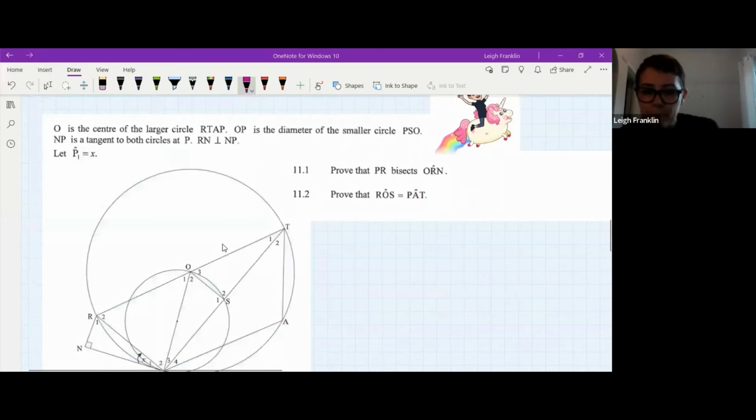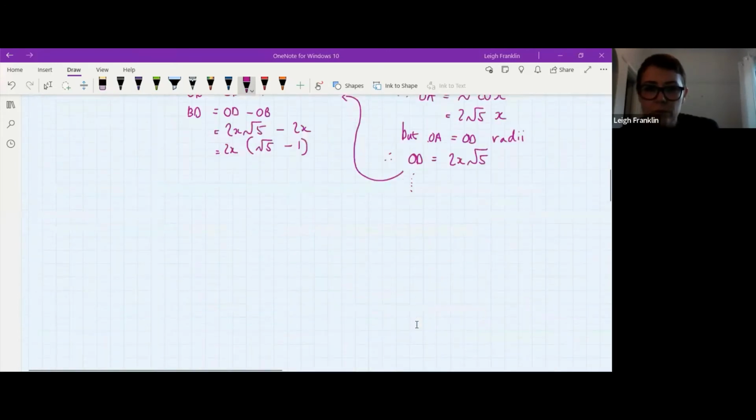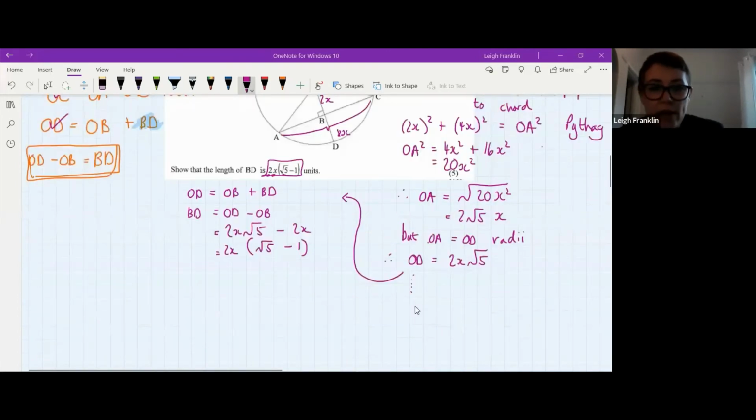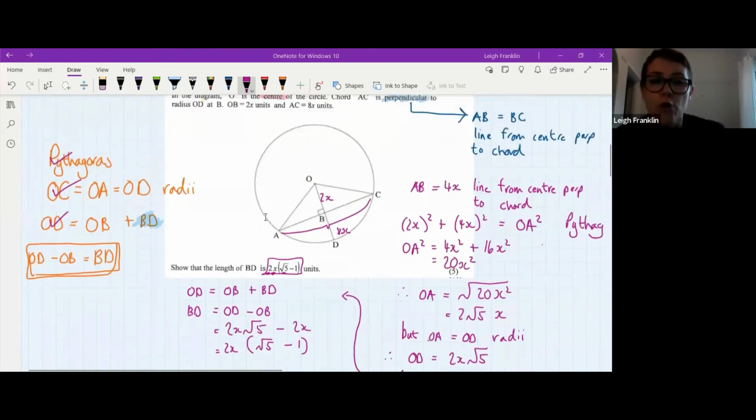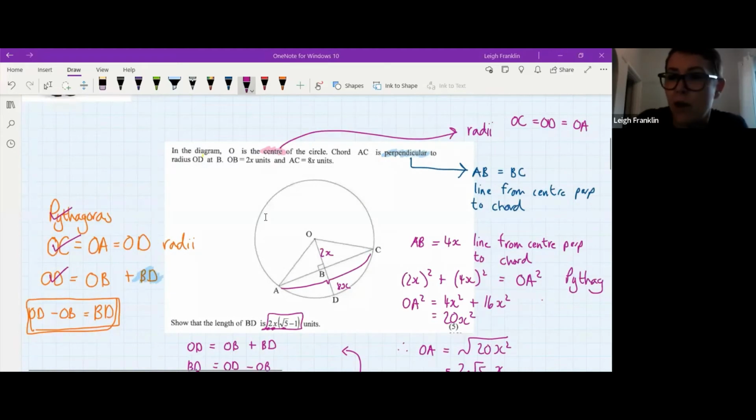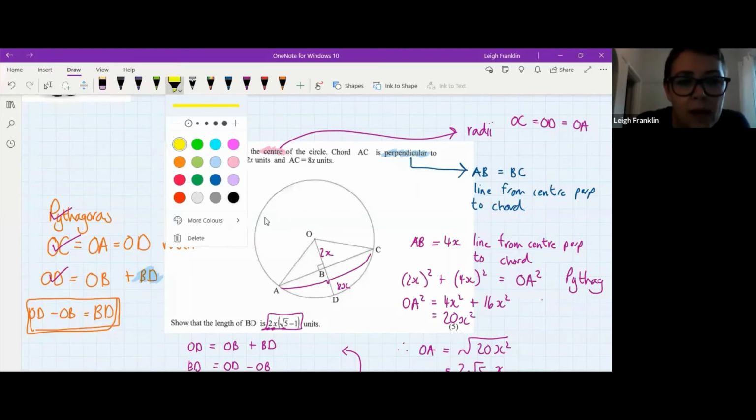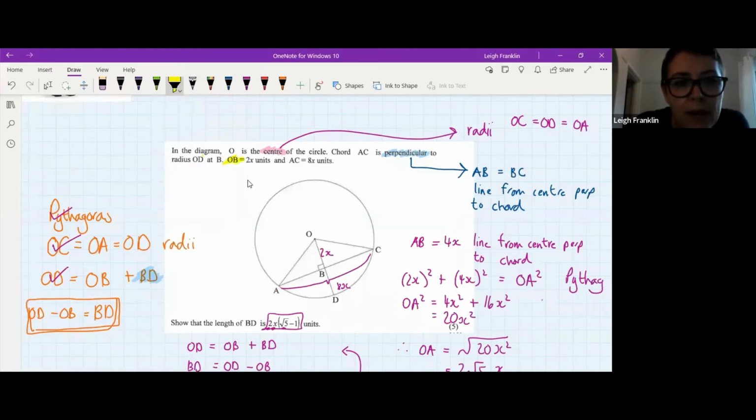Ma'am, where did you get 2x? When you say where, oh, you mean for OB? Yes, ma'am. Okay, so we were given that in the beginning. Okay, Skahle, over here, if you have a look, I'll just highlight it for you quickly in bright yellow here at the beginning. OB was 2x units. Okay, so it was something that was given. Yeah, thank you, ma'am. It's a pleasure, no problem.